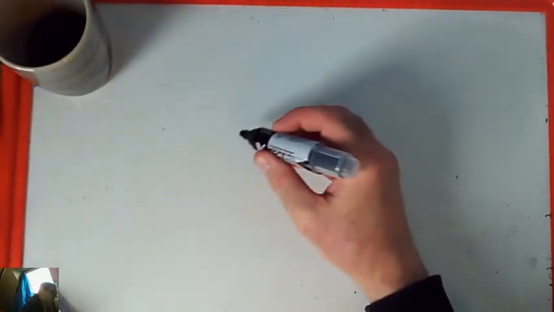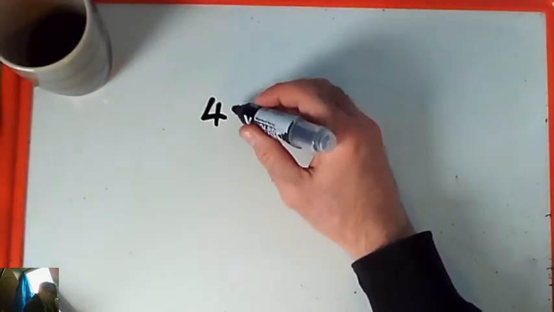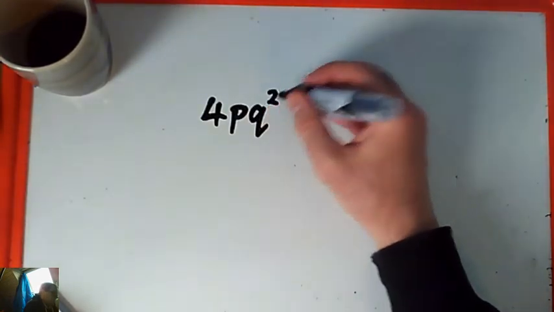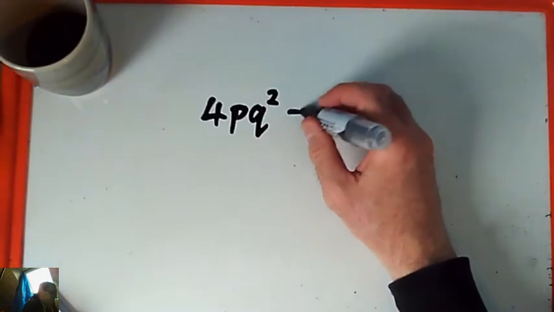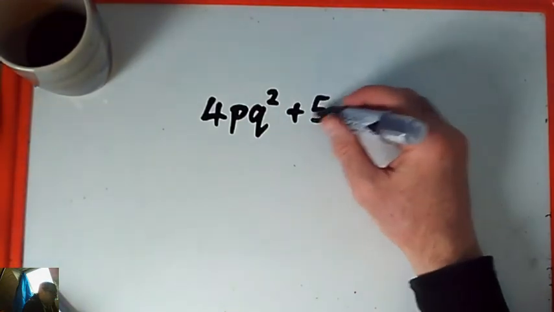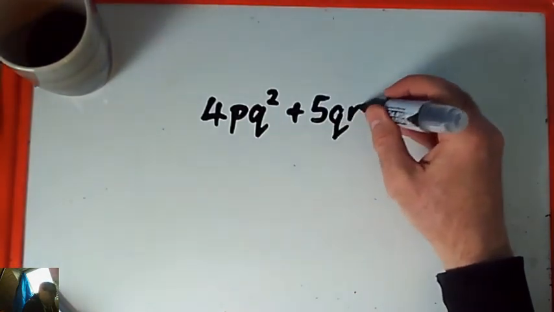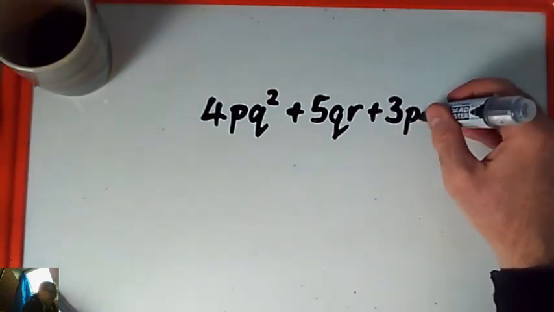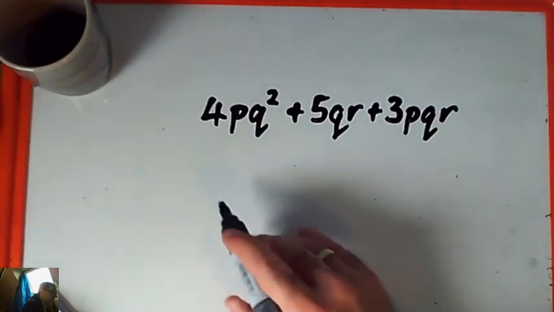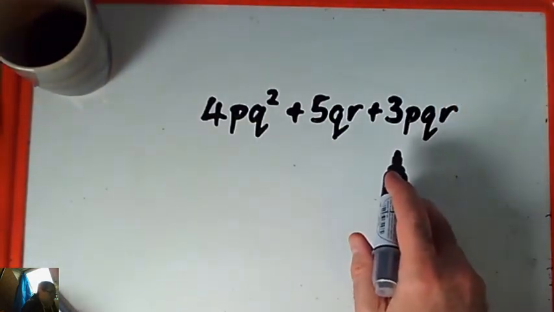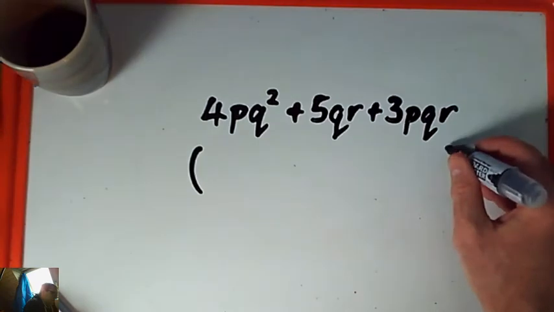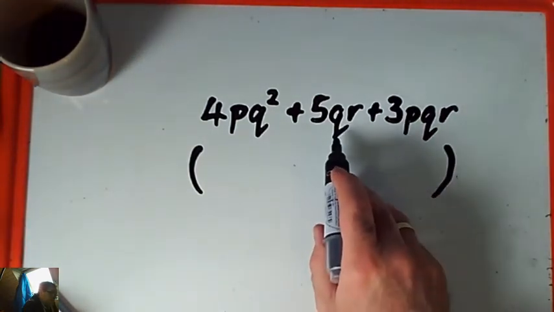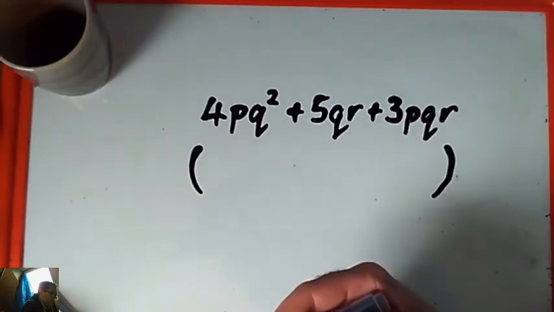Okay, it's starting to get a bit tasty now because we've got letters that are in more than one expression. So 4pq squared plus 5qr plus 3pqr. Well, 4, 5 and 3 haven't got any common factors. There's a p in that one, a p in that one, but there isn't a p in that one, so we can't take a p out.